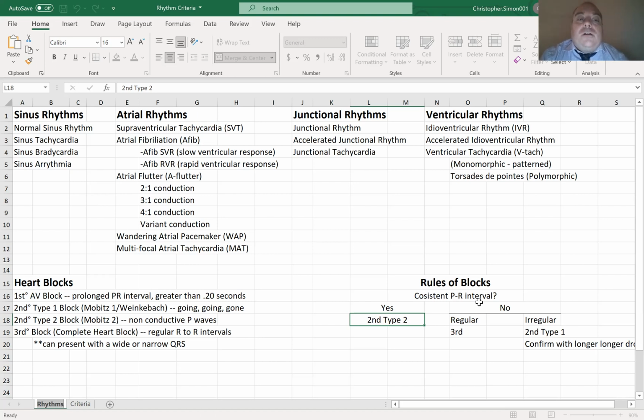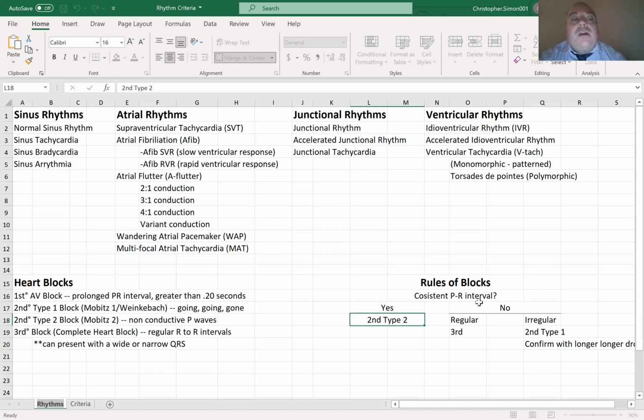So one of the things that we're going to see is that these different rhythms, sinus, atrial, junctional, ventricular, have different characteristics. And we're going to use those characteristics to our advantage to be able to differentiate between the different rhythms, okay? So different types of ventricular rhythms: idioventricular, accelerated idioventricular, and then you have ventricular tachycardia, and you kind of have two different types of VTAC, as we call it, okay?